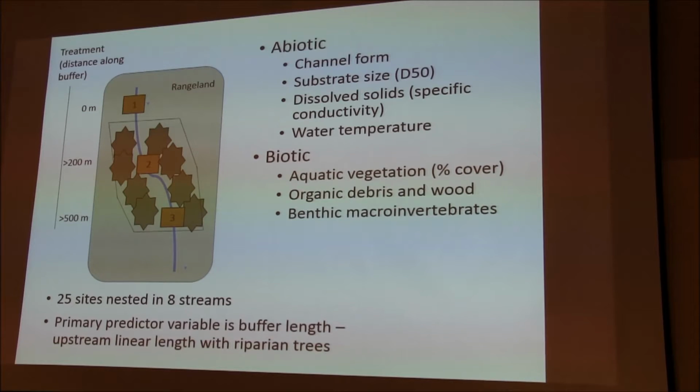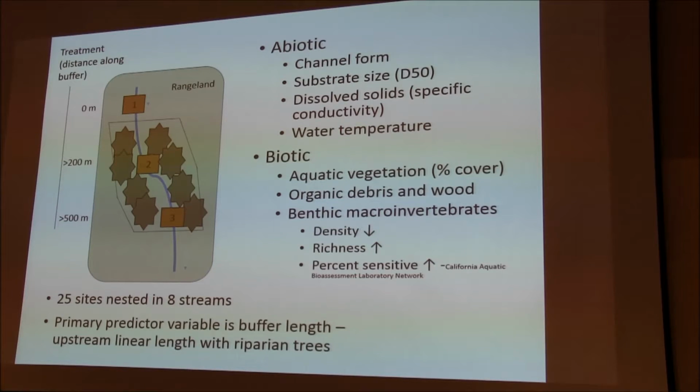Today I'm going to be focusing on 3 metrics that I calculated from those samples, and those are density, which I would expect to decline with more shading, less sun, less algae, and then richness and percent sensitive taxa. And the percent sensitive is the same looking at the intolerant taxa in the sample, so 0 to 2 on a scale of 0 to 10 in terms of their tolerance of stress and fine sediment. And I would expect both of those to increase if you do indeed have better conditions for the macroinvertebrates as you move further downstream.